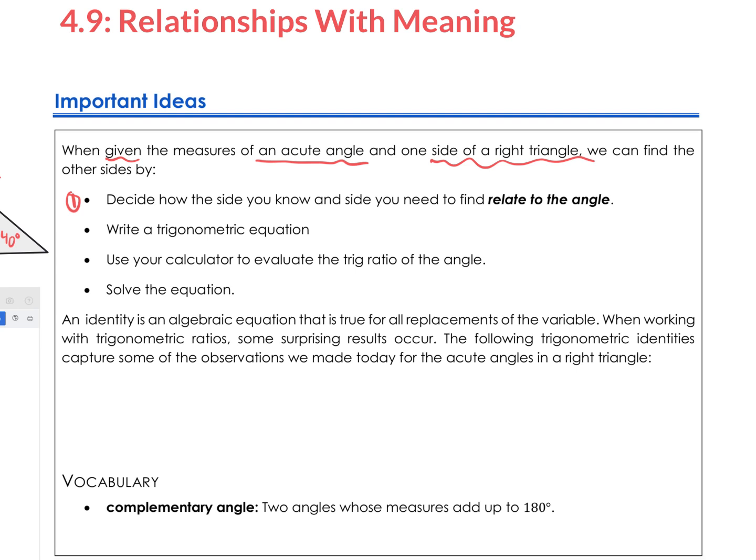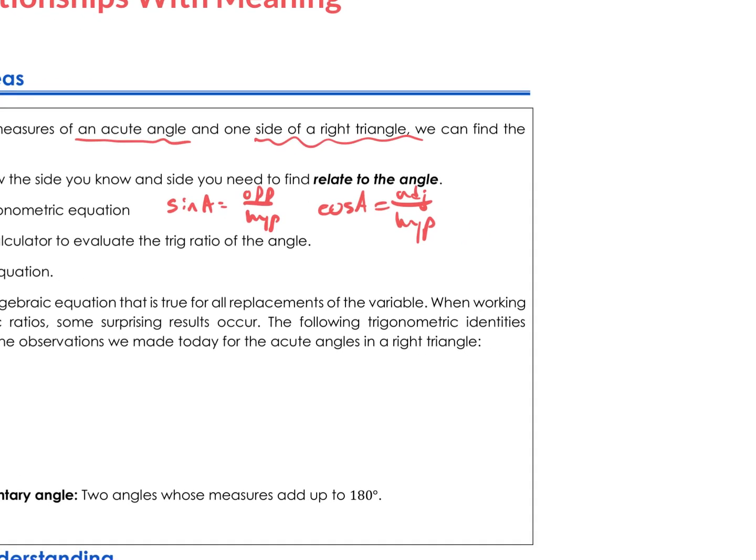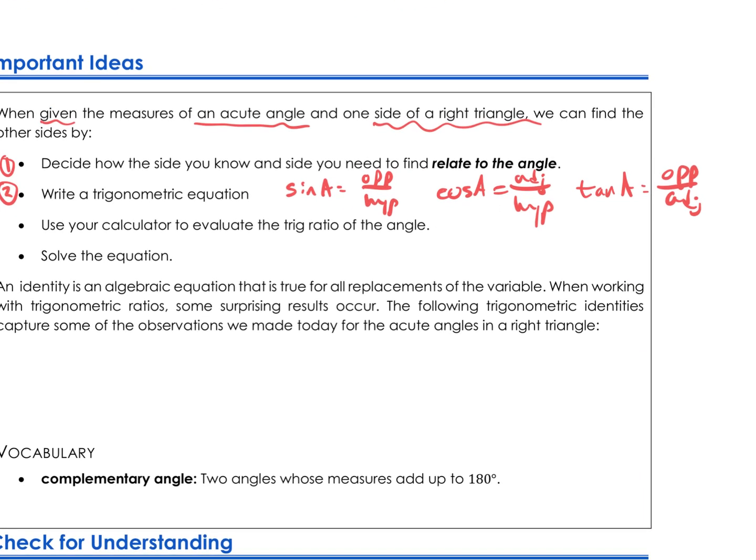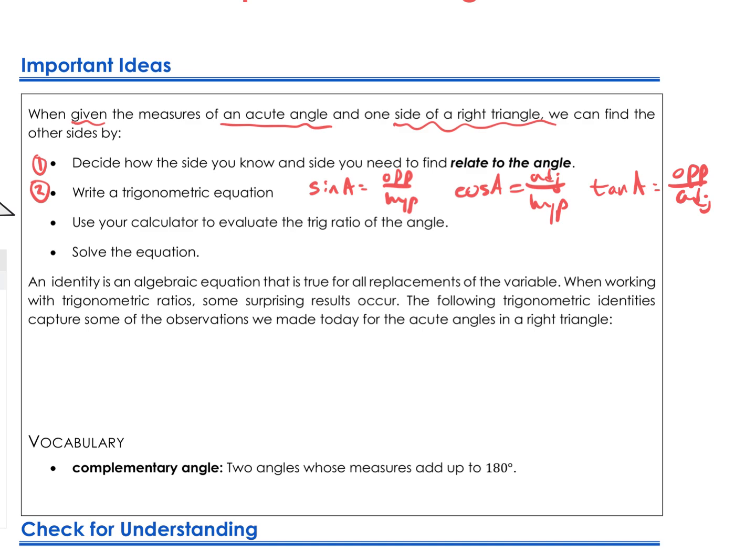Then we need to write a trigonometric equation, and that would be one of these. We might say sine of our angle is opposite over hypotenuse. Cosine of our angle is adjacent over hypotenuse. And tangent of our angle is opposite over adjacent. Okay? So we're going to use one of those three equations.